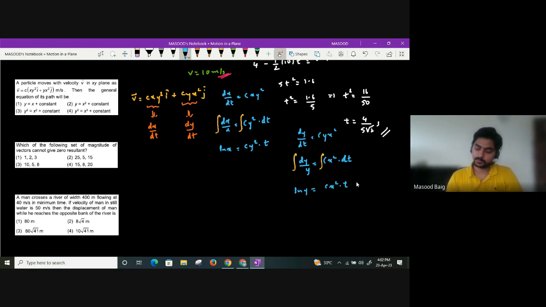I need to relate between. Okay, so what can we write time as? I'll just use both of these equations. What can we write time as? ln x will be equal to cy square into t, so time can be written as ln y divided by cx square, right or not? What will cancel out? C and C will get cancelled out. What will I have? ln x divided by ln y will be equal to y square divided by x square.